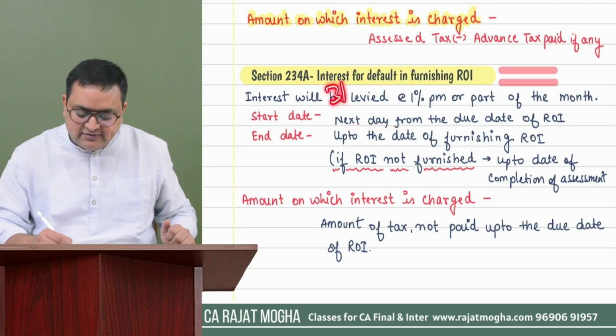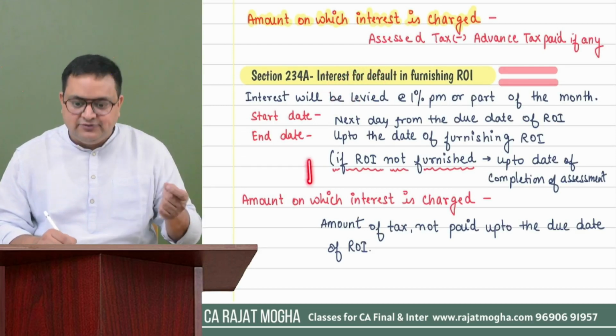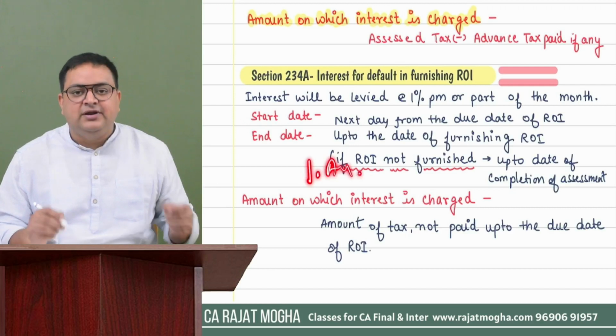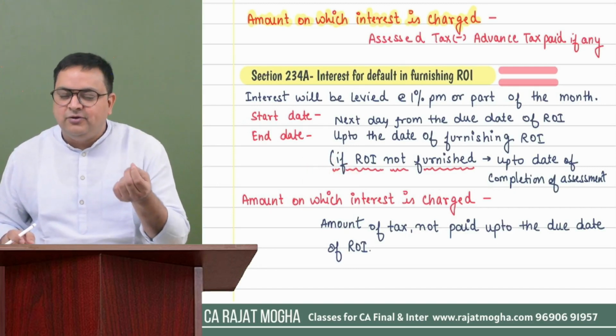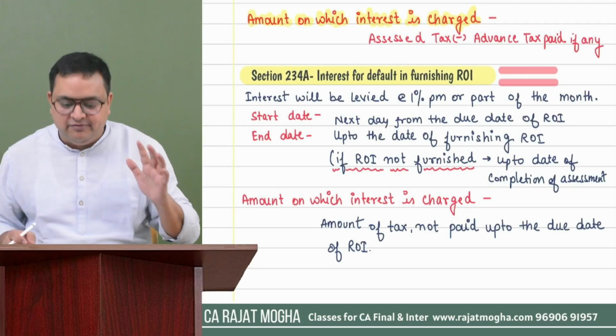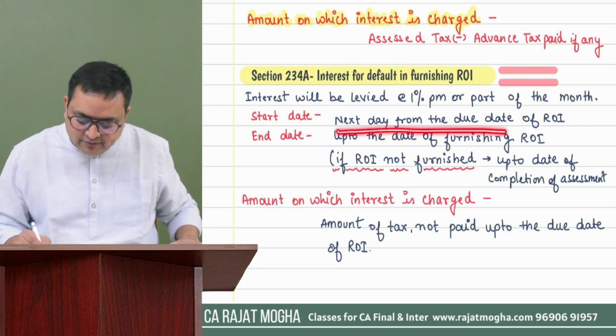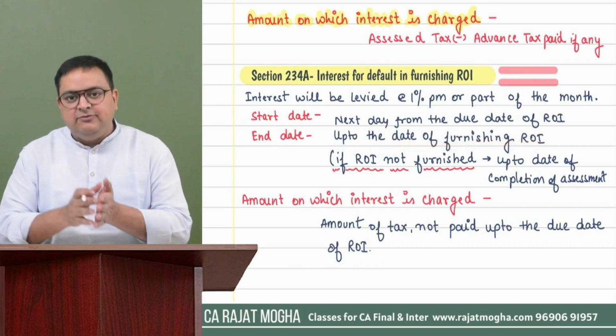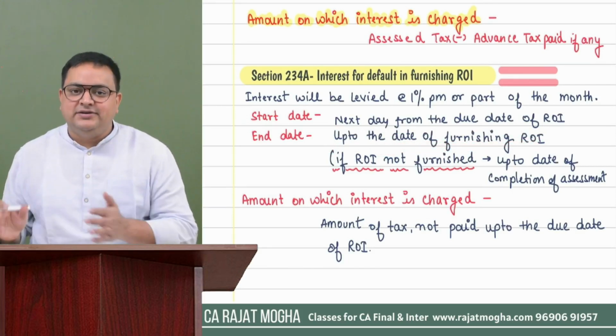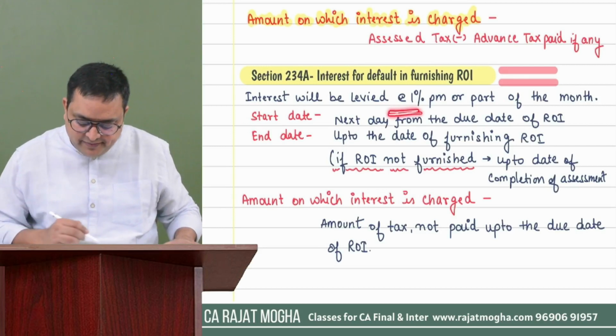So let's say your due date is 31st of July. Then 234A will be charged from 1st of August onwards. If your due date is 31st October, then the interest will start from 1st of November. So the start is the next day from the due date of ROI, and the end date is the date of furnishing of ROI. Till the time you furnish your return, we are going to charge the interest. So this is 1% per month, right?